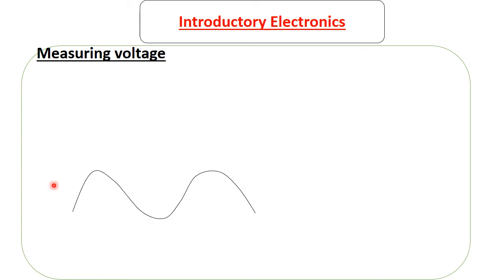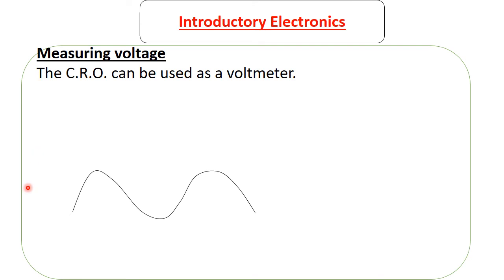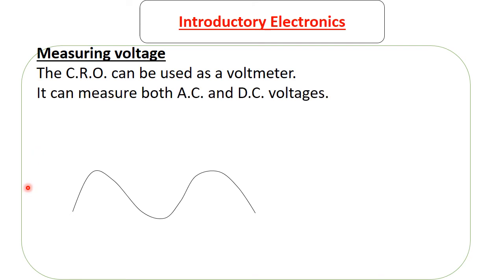So next, the two applications of the C.R.O. The first is measuring voltage. The C.R.O. can be used as a voltmeter. It can measure both AC and DC voltages. There are two types of voltages, just like there are types of currents, alternating current and direct current. So for voltages, we have AC voltage and DC voltage, and this can be used to measure both.